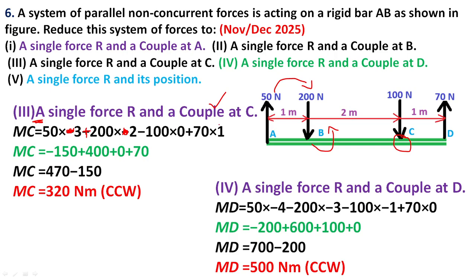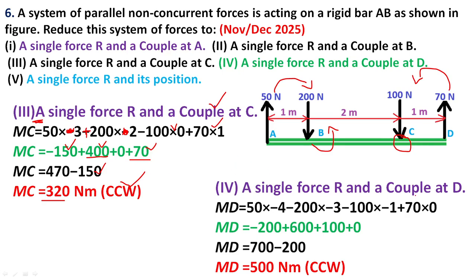Then at the same point, minus 100 or plus 100, no problem. Minus 100 into 0, and this is anti-clockwise direction, 70 into 1. Simplifying: minus 50 into 3 is 150, 200 into 2 is plus 400, minus 100 into 0 is 0, 70 into 1 is 70. 400 plus 70 is 470, minus 150, so MC equals 320 Newton meter in the counterclockwise direction. Positive is counterclockwise.